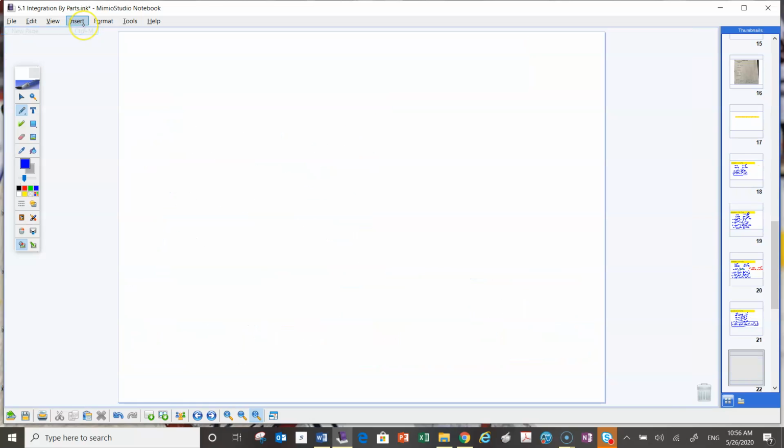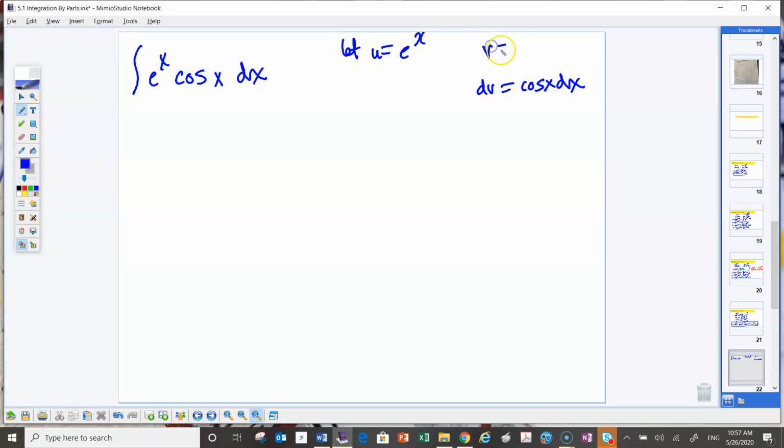Okay, in our next example, we have the integral of e to the x times cos x dx. And again, using our LIPET rule, exponentials come before trig, so I am going to let u equal e to the x. dv is going to be my cos x dx. So therefore, my integral of cos is sine, and my derivative is going to be e to the x dx.